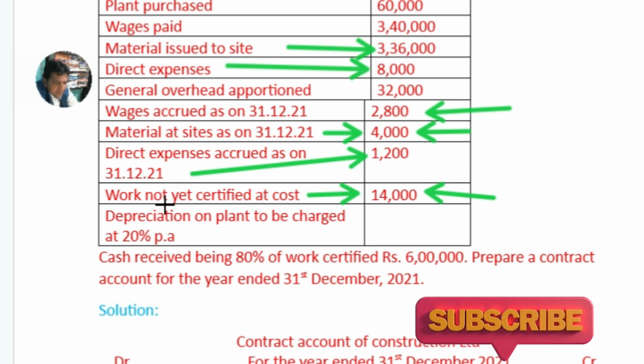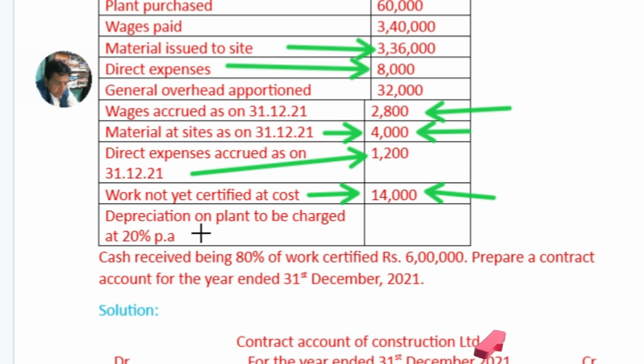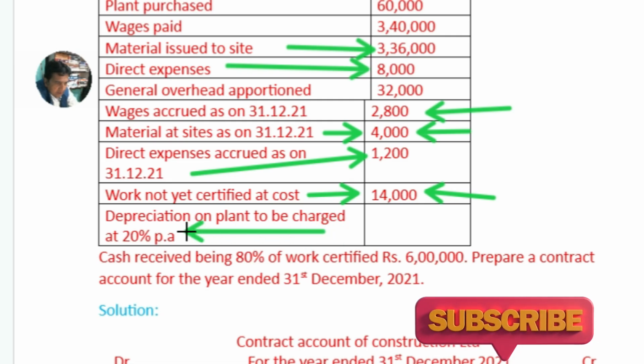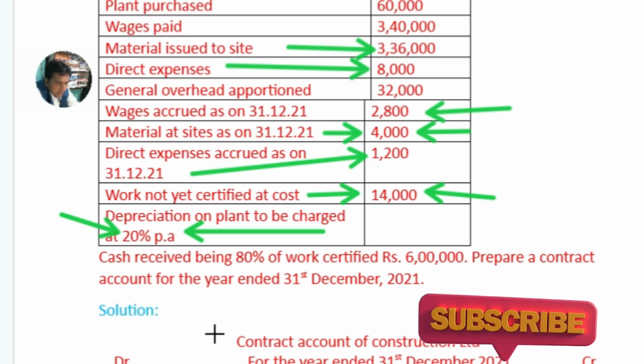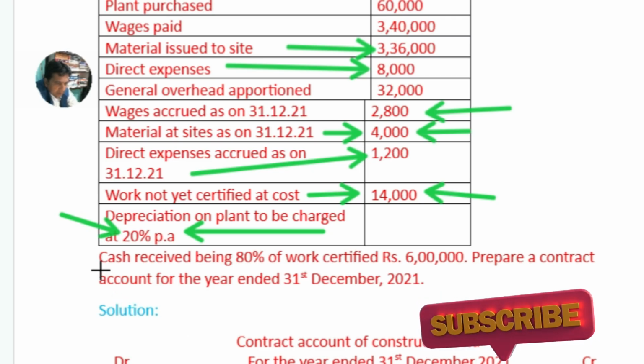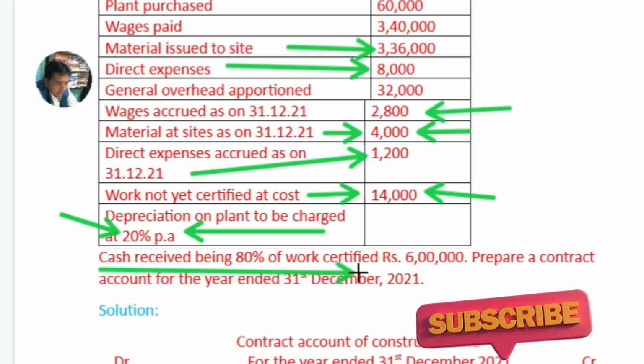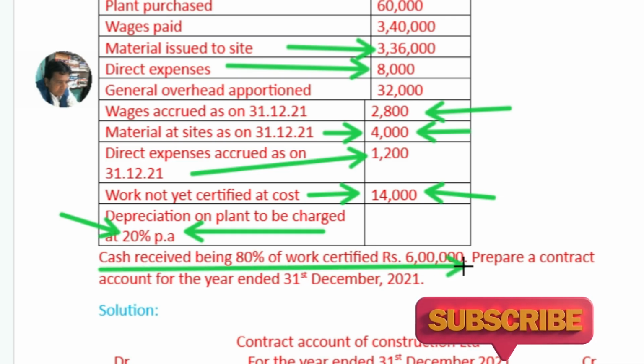And the depreciation, which is used for the construction purpose, and it is an asset, and the depreciation is charged at the rate of 20% per annum given here. And the cash received being 80% of work certified, rupees 6 lakh.